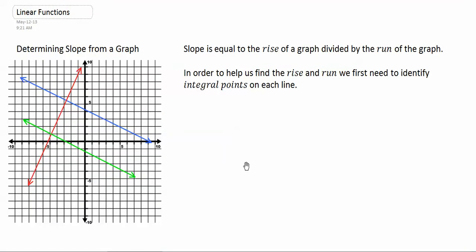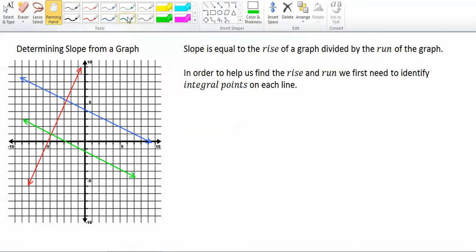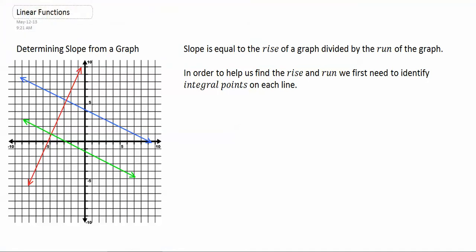So one of the first things we're going to take a look at is a bit of review. So we're determining slope simply from a graph. An important thing to remember here is we're going to be using the rise over run method. So slope is equal to the rise of a graph divided by the run of a graph. In order to help us find the rise and run, we first need to identify integral points on each line. Remember, those are points which have integer values.